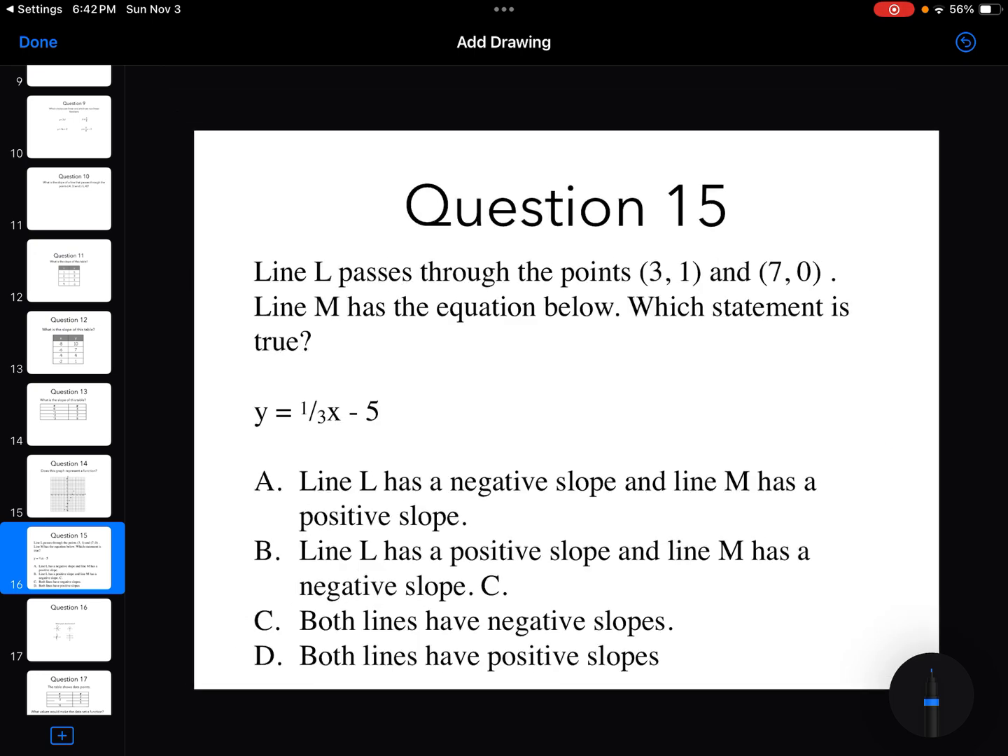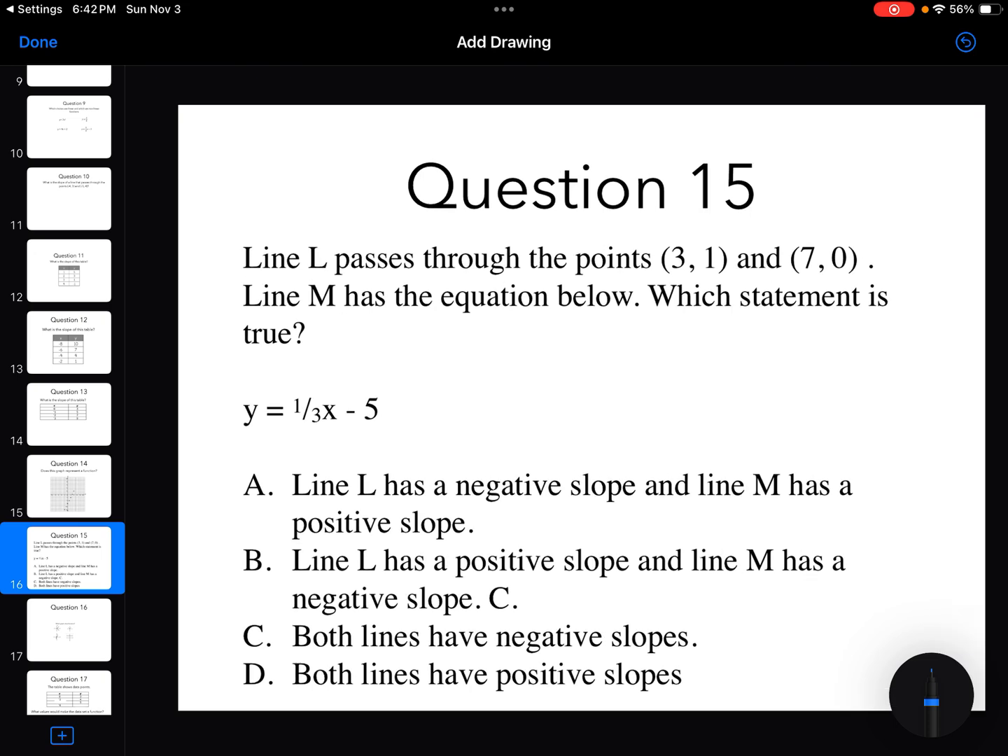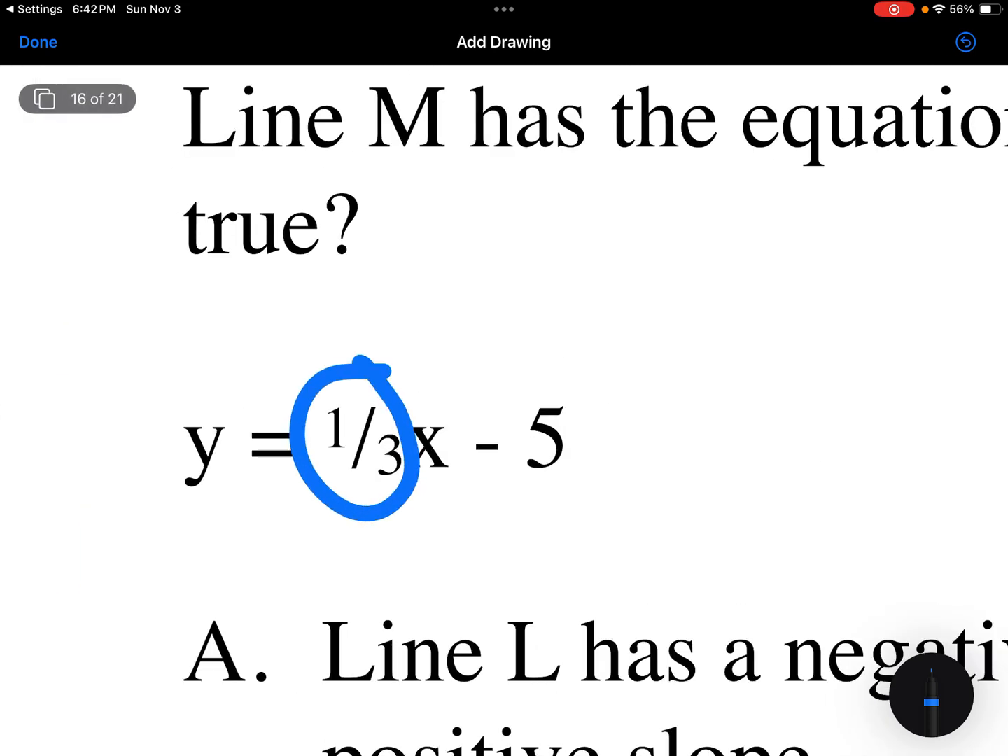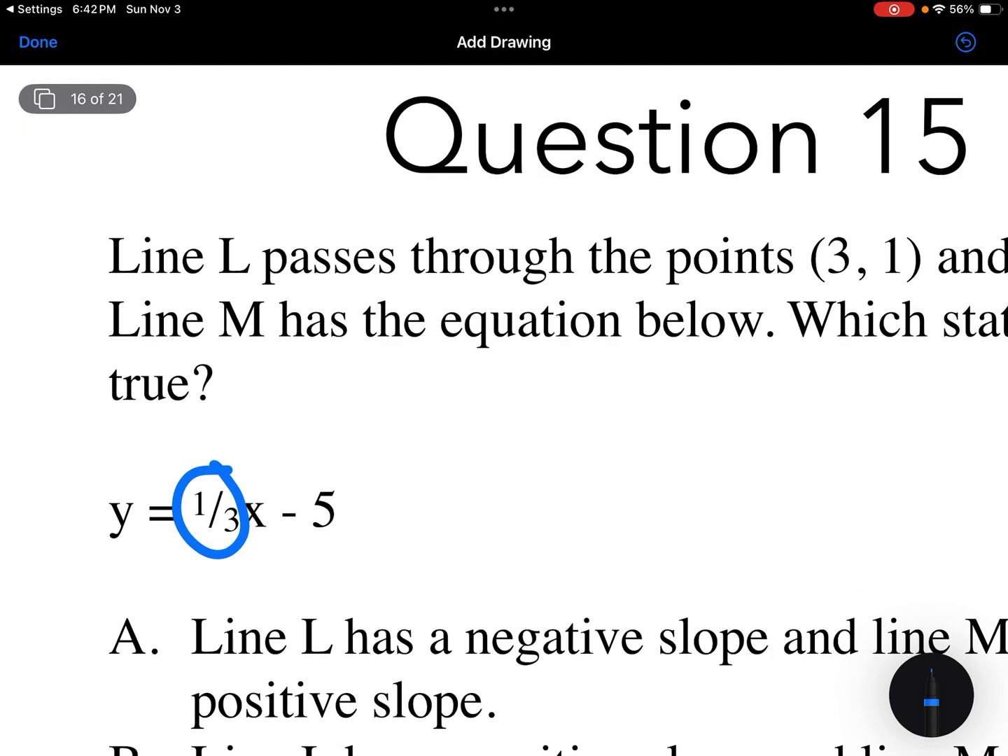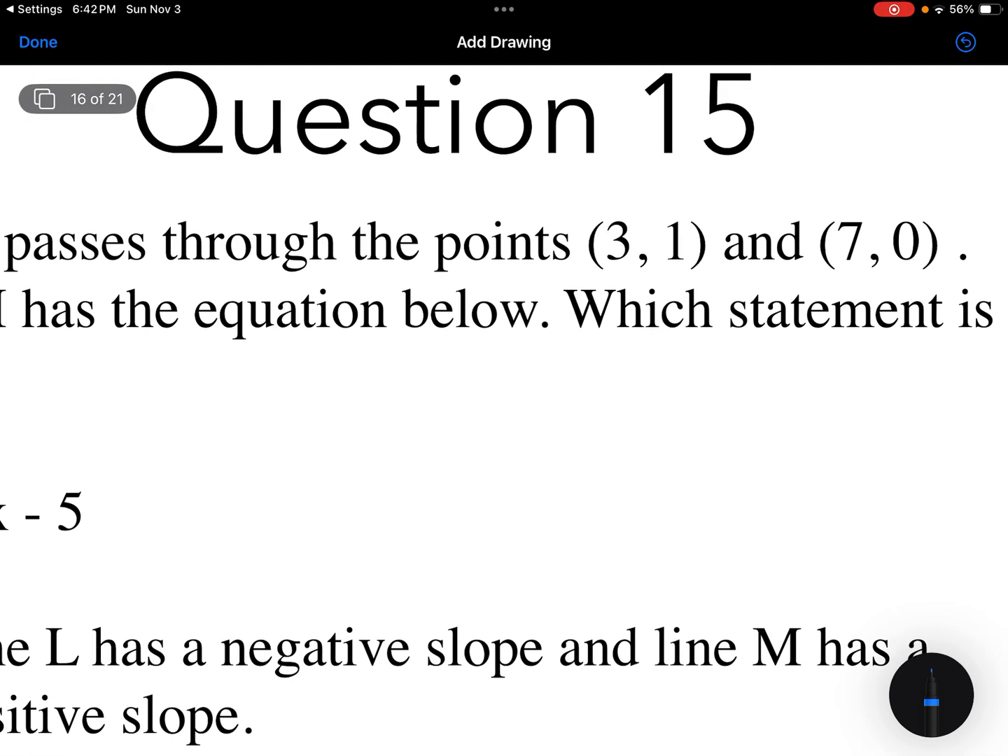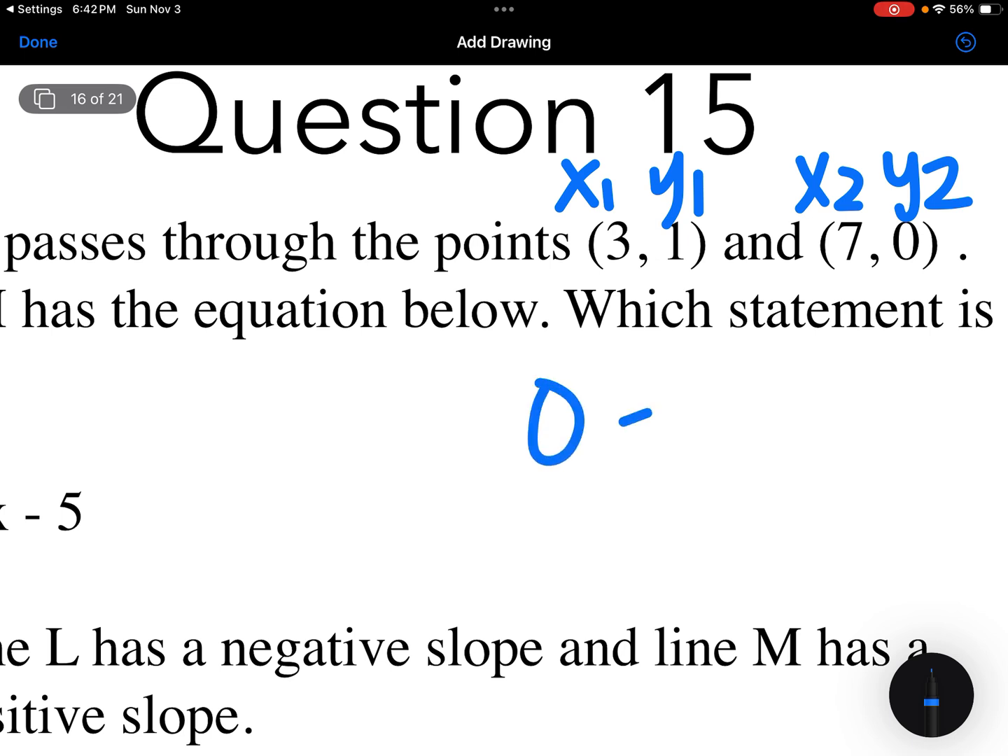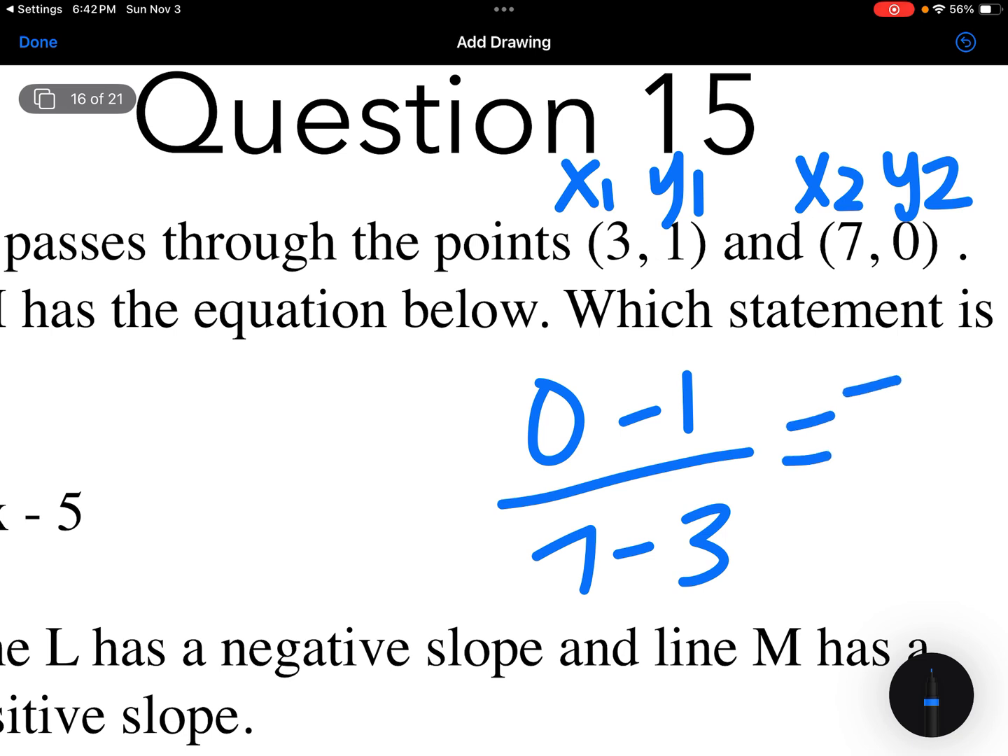All right, so line L passes through those points. Line M passes through the equation below. Which statement is true? So we have to find the slope. So we know the slope of the equation is 1/3. Now we need to find the slope of these 2 points. So we have x1, y1, x2, y2. So we're going to do 0 minus 1 divided by 7 minus 3. So we have negative 1 over 4.